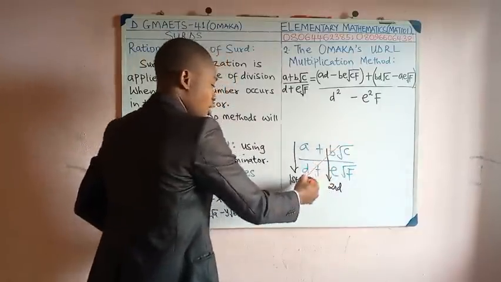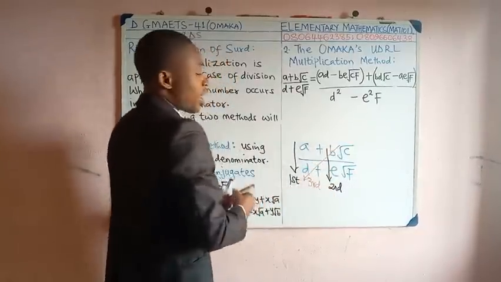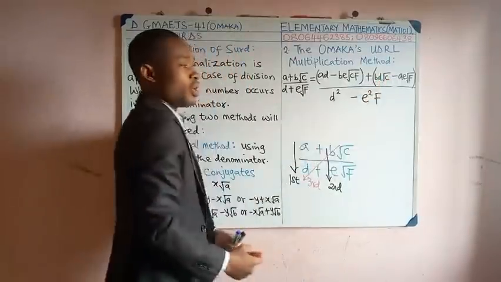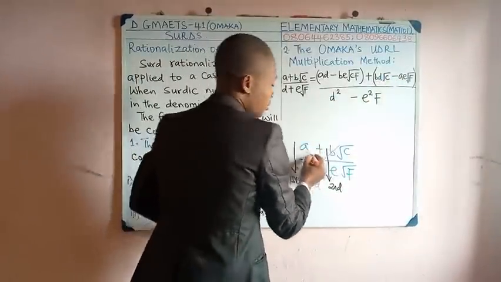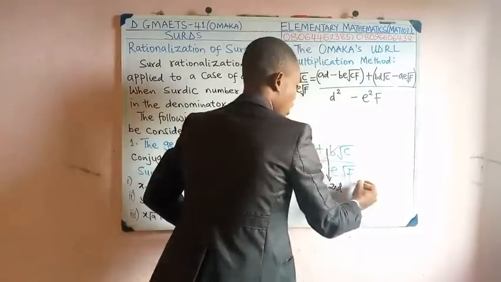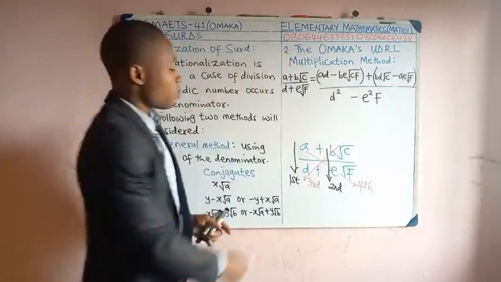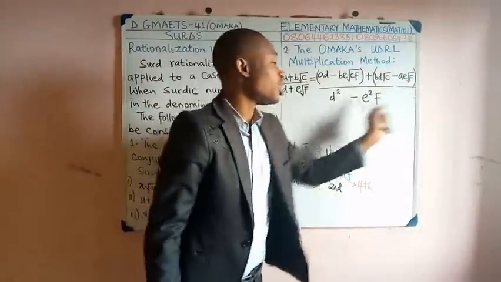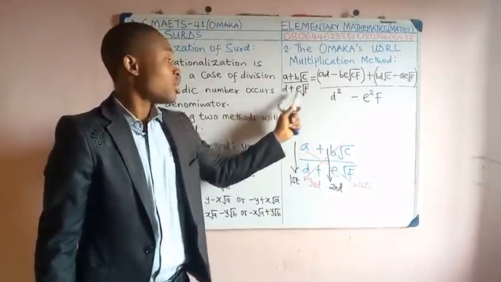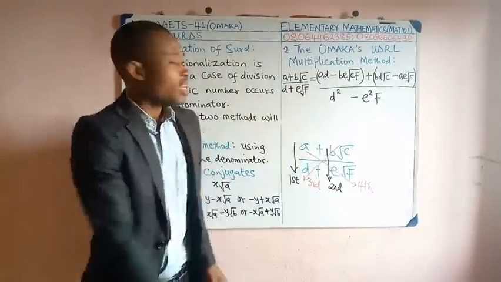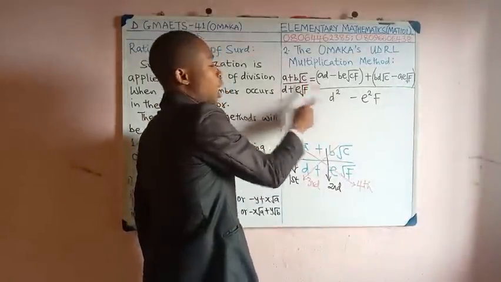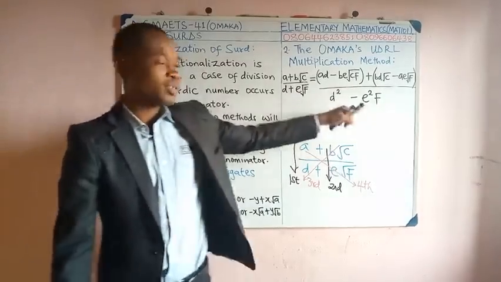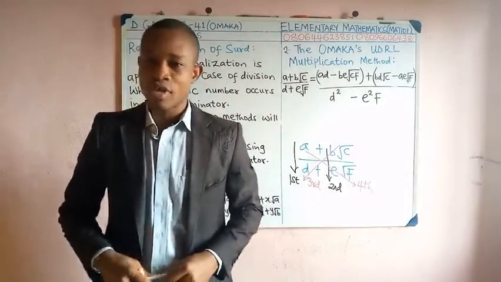The next, we stated that the third direction of multiplying is this. If you multiply b root c with this d, you're going to get bd root c. Then put your minus, and then go to your last multiplication, which is left to this way. That is the fourth direction of multiplying. If you multiply a times e root f, you get ae root f. Does that make sense? Then all over, the denominator is a simple one. Square this term, square this other term, then put minus between them. If you take the square of e root f, you get e squared f, then the square of root f removes the square root. So that is the Omaker's UDRL multiplication method of surd rationalization.